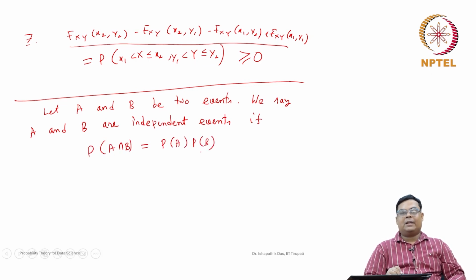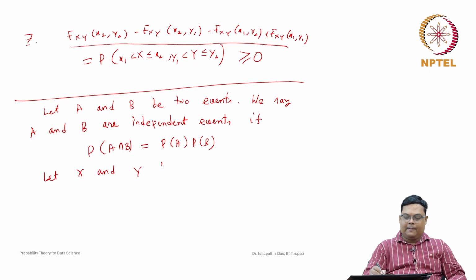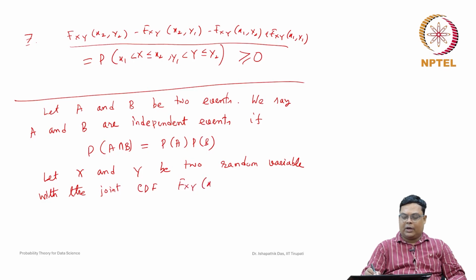Now, how do we define two random variables as independent? We already discussed this, but we are discussing it again, because independence of two events is fine, but random variables are functions, measurable functions. We know the joint cumulative distribution function of two random variables: let X and Y be two random variables with the joint cumulative distribution function F_XY of (x, y).